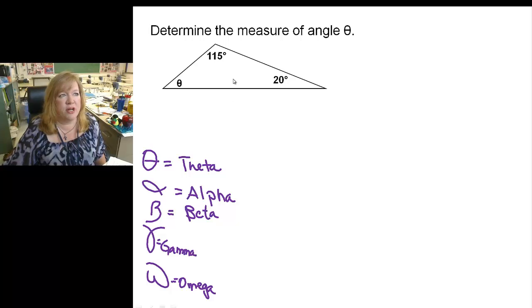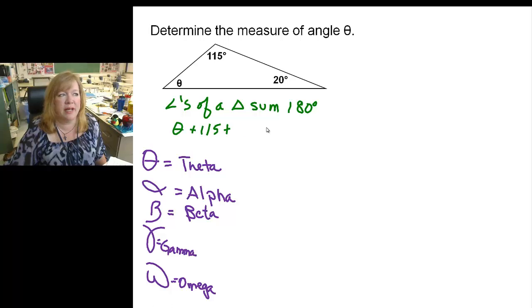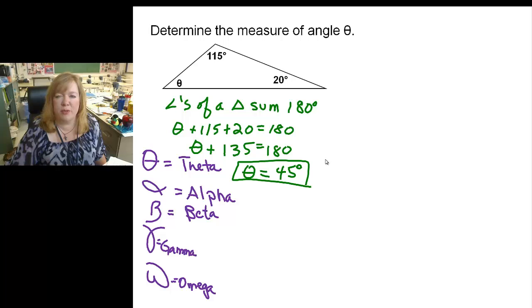So let's get started with this. Determining the measure of angle theta. You have to know that the angles of a triangle add up to 180 degrees. I know you guys know that already. So all you do is sum these two angles and then subtract from 180. So we could set up an equation like this. We'd have theta plus 135 equals 180. Subtract 135 from both sides, and you'll get theta equals 45 degrees.